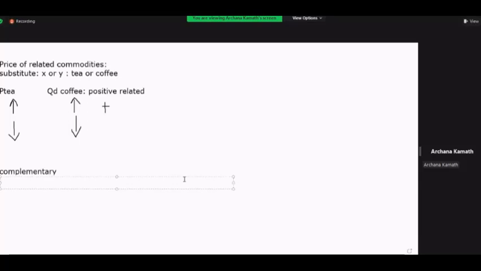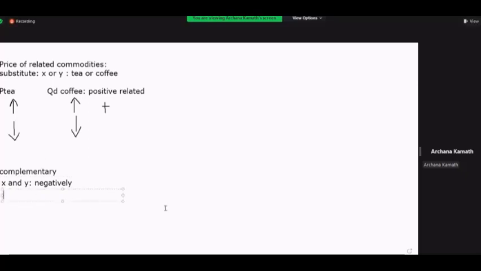But the opposite takes place in complementary goods. Complementary means X and Y are to be taken together. You cannot have X as a lone consuming product, neither can you take Y as a lone consuming product. You have to take X and Y together. These are complementary goods. They are negatively related. Price of X and demand for Y are negatively related.